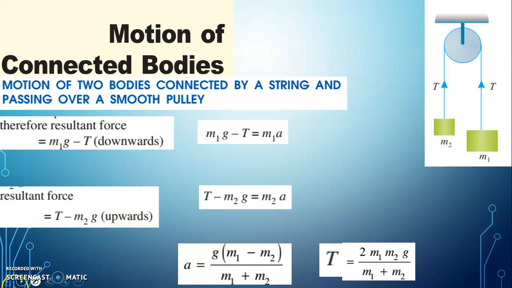By solving, they have formulated one equation. Either you can study this equation or you can study the basic steps. In some questions we have to directly apply this equation. So a is equal to g times (m1 minus m2) divided by (m1 plus m2), and T is equal to m1 m2 g divided by (m1 plus m2). Studying this equation will also help you. We will go to some problems.